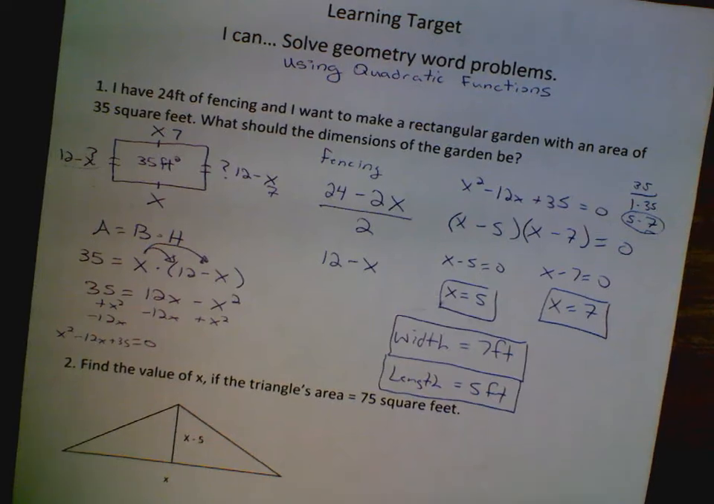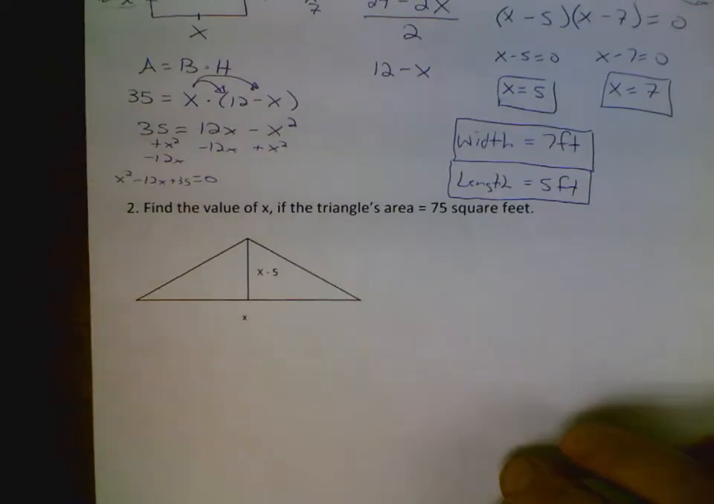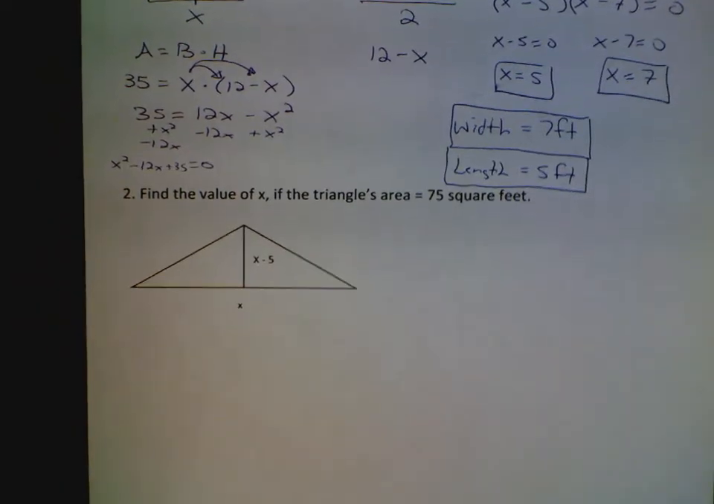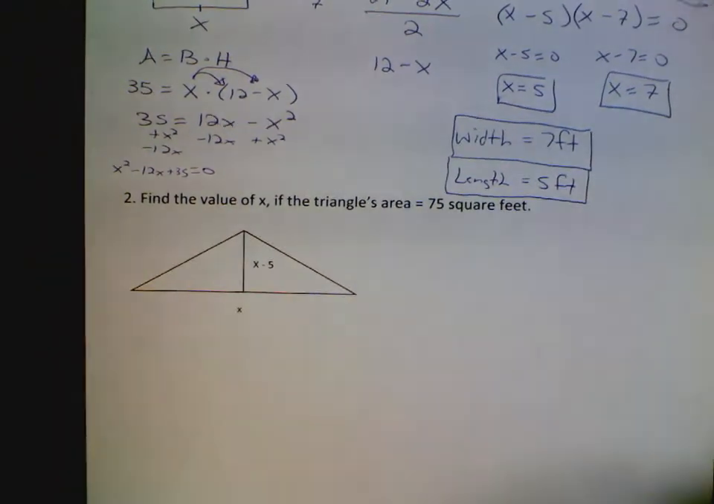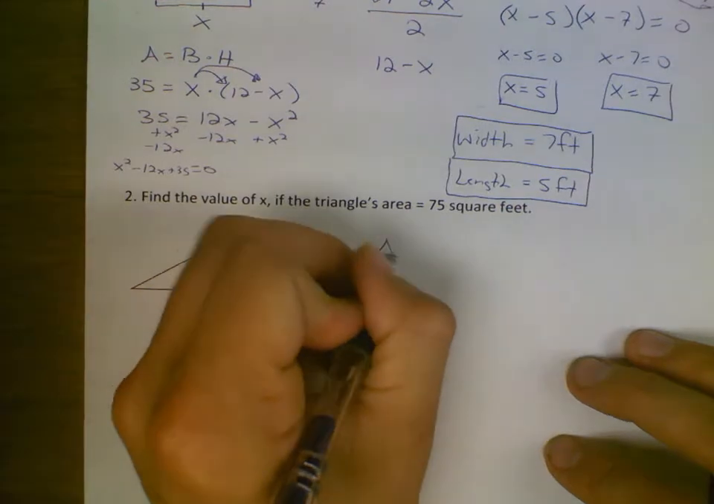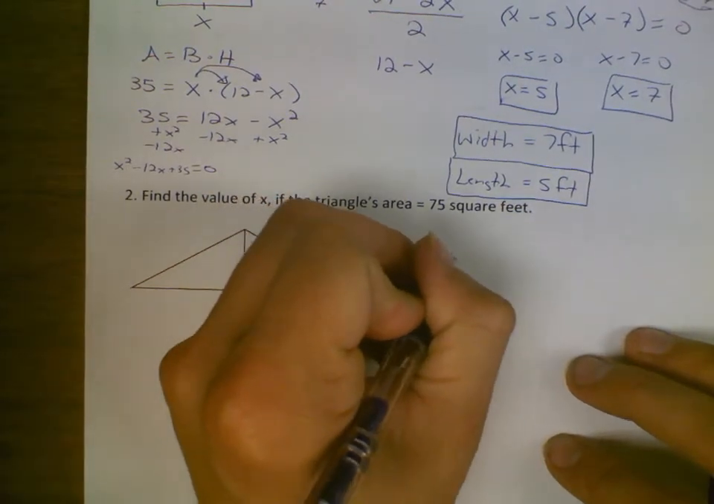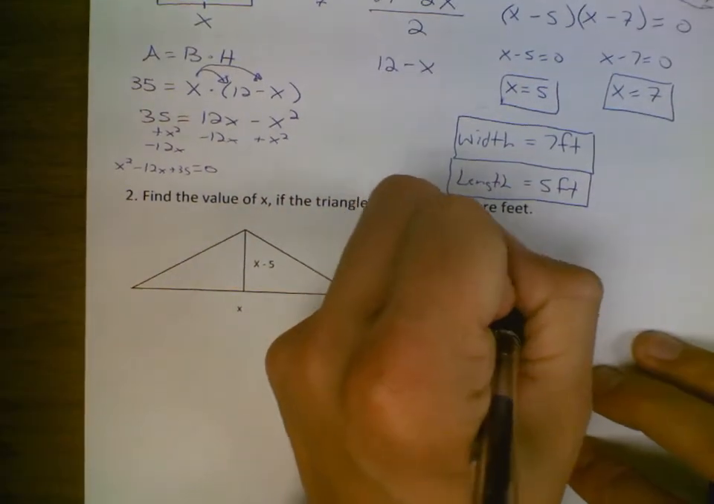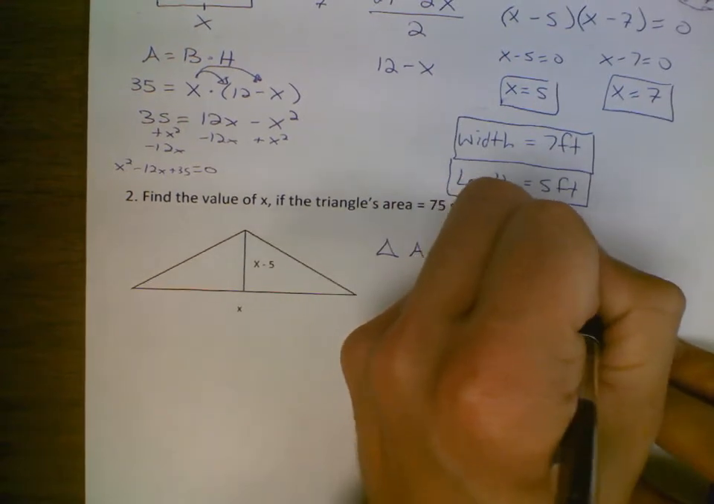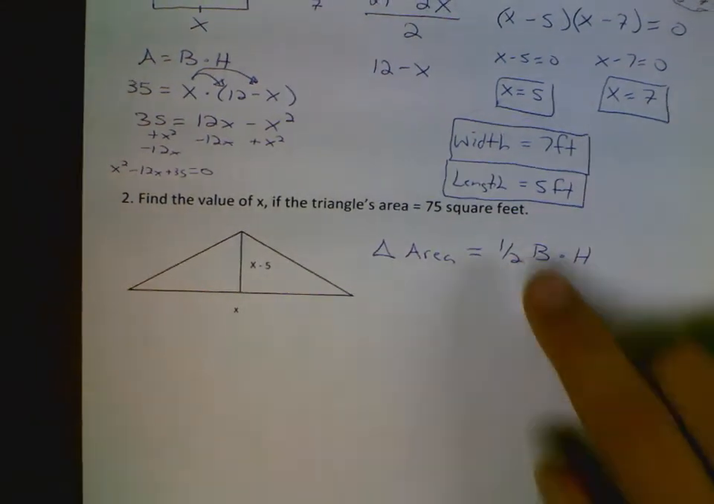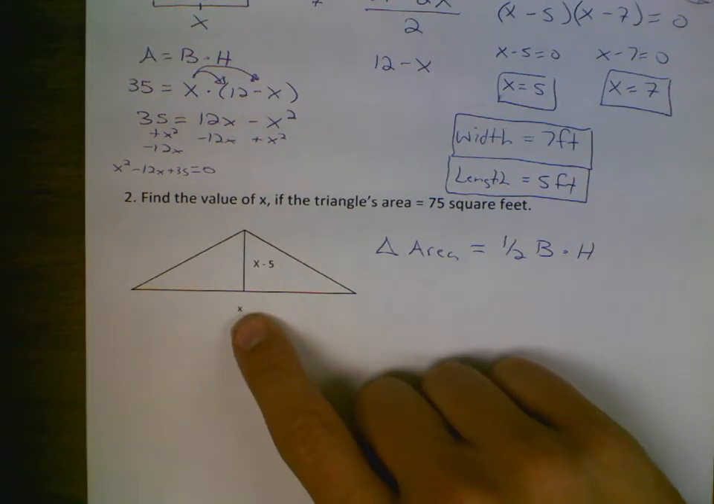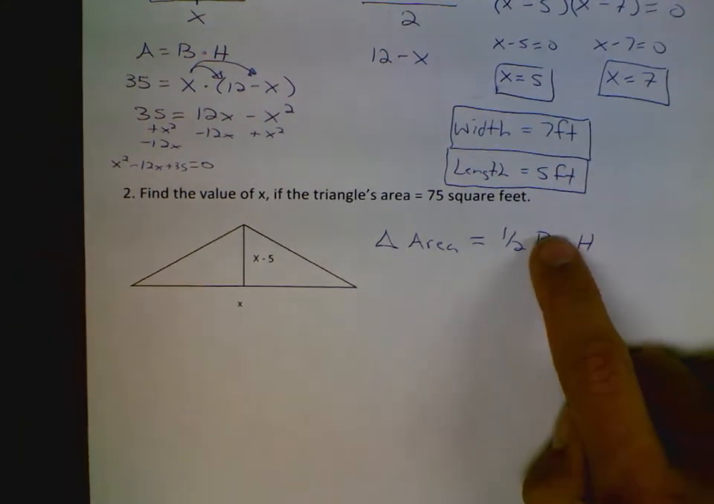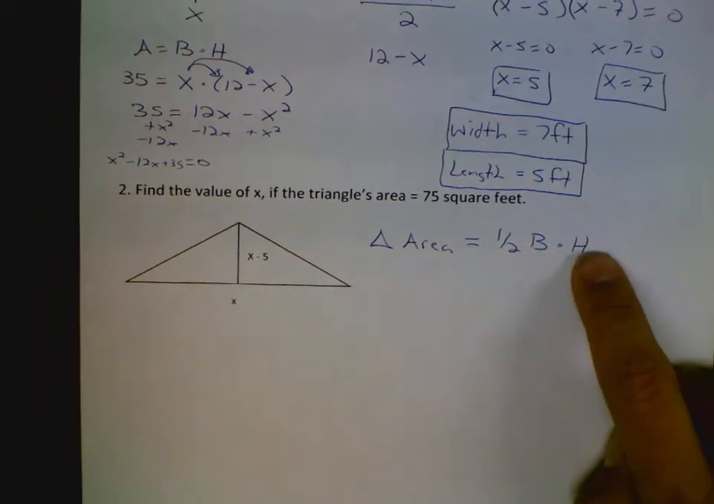All right, let's look at one more example here. So number 2, we're given a triangle, and it says find the value of x if the triangle's area is 75 square feet. So a triangle's area is equal to half the base times the height. You should know this from geometry. So what I'm going to do is plug my base, which is x, in for b, and plug the height, x minus 5, in for the h.